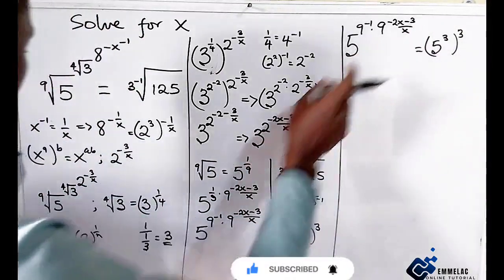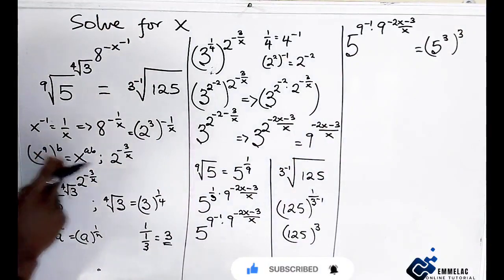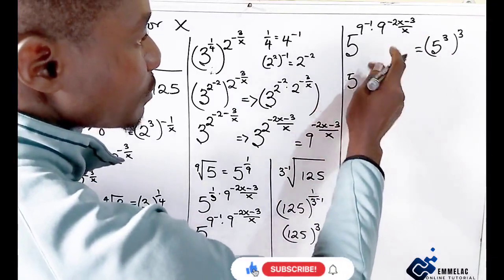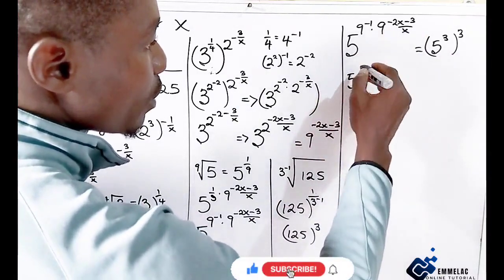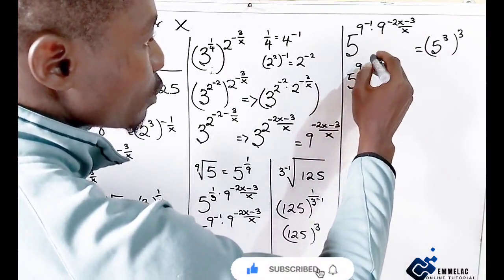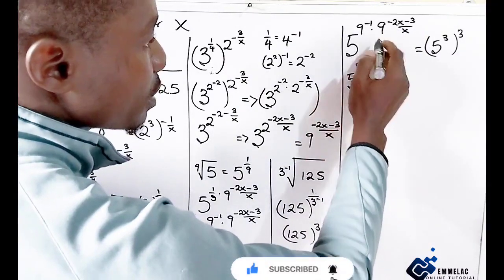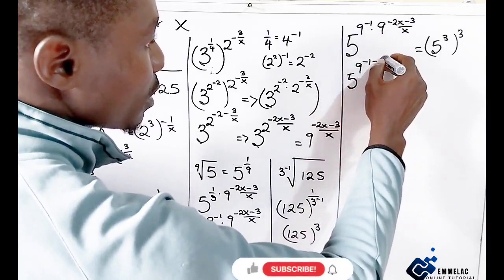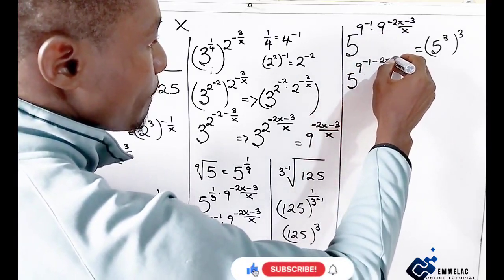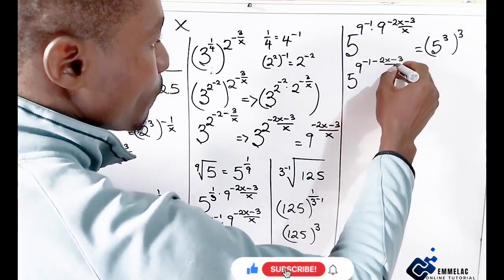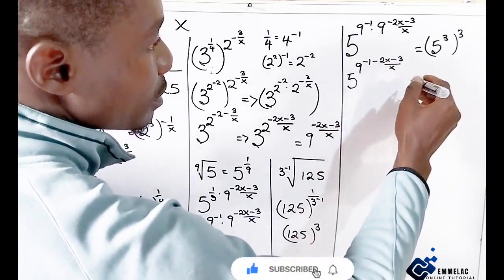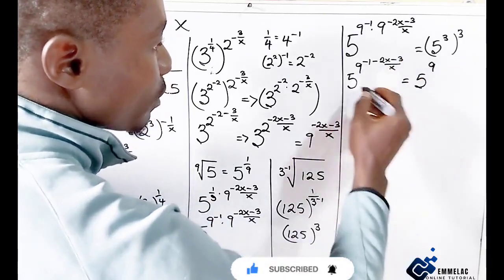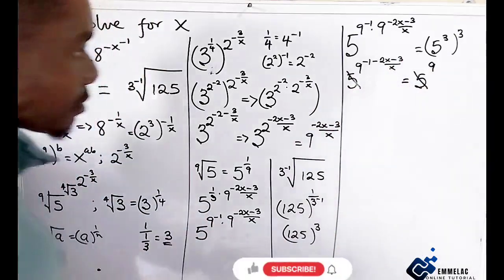Now for this one also, you can apply this since they are both powers. So here we can say this is 5 raised to the power of, since they are both 9 here, 9 raised to the power of minus 1. Now here this is a plus, and plus times minus gives us minus, then 2x minus 3 all over x, then equals 5 raised to the power of 9. Now we can eliminate this.